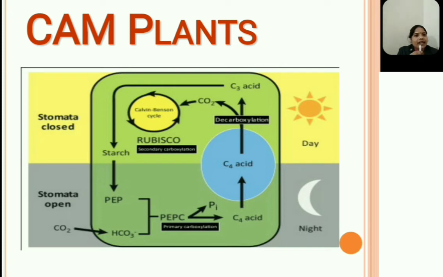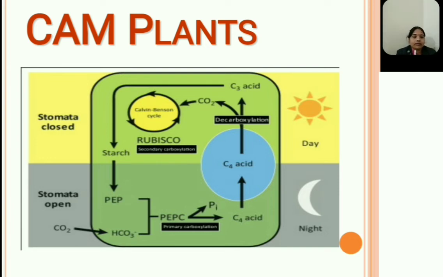So during the daytime, when stomata are closed, malic acid undergoes dehydrogenation and forms pyruvic acid, which is 3C, and carbon dioxide. The released carbon dioxide enters the Calvin cycle and sugar is produced, which is converted into starch. So pyruvic acid is also converted into starch, which gets accumulated during daytime.